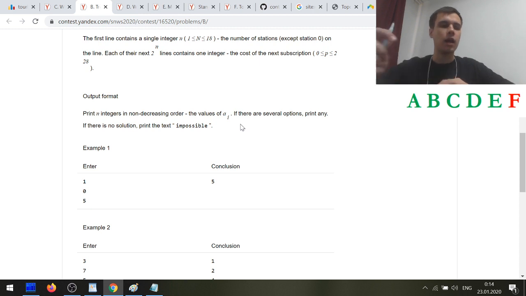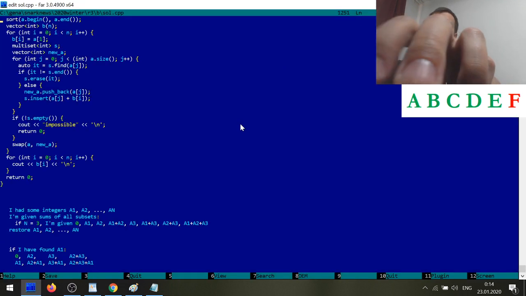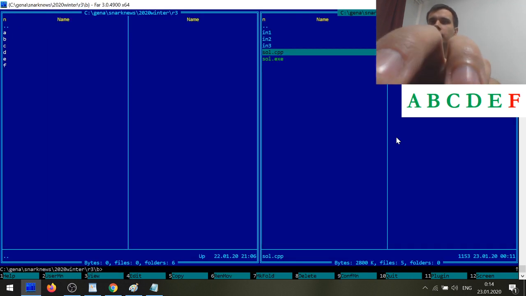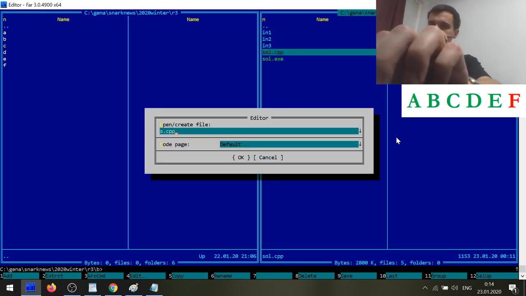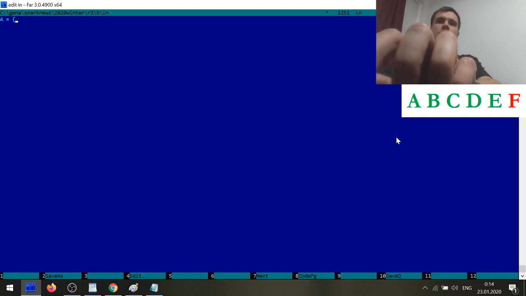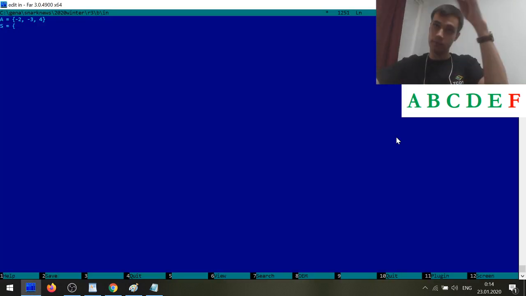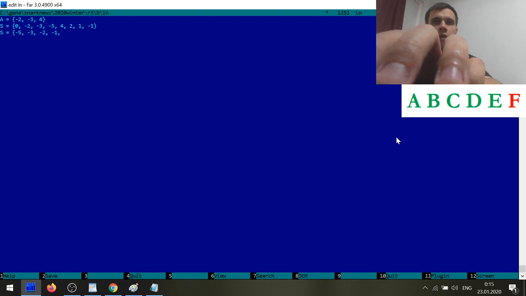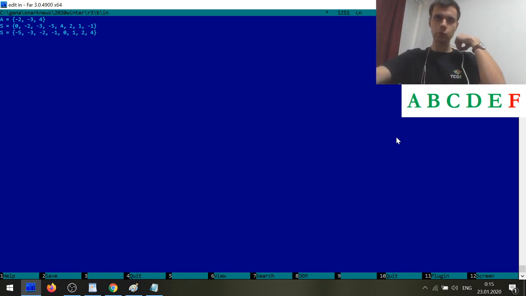Yeah, how would I solve B if I had negative integers in the array? I can show an example. Let's say I have integers a equal to -2, -3, and 4. What will be the set of subset sums? It will be 0, -2, -3, -5, 4, 2, 1, -1. If I sort them, I get -5, -3, -2, -1, 0, 1, 2, 4. That's what I have.